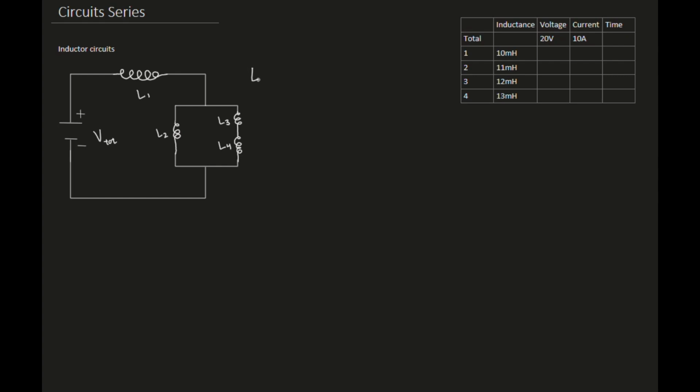So L total, or L equivalent, is going to be, if I think about the series as the sum and the parallel as the inverse of the sum of the inverses, L1 plus the inverse sum of this whole nasty thing right here. That's going to look like L2 inverse plus the inverse of L3, 4. And since L3 and L4 are in series, those just add, so I'm going to set another parenthesis in here saying (L3 plus L4) inverse. And that's going to be my total inductance.